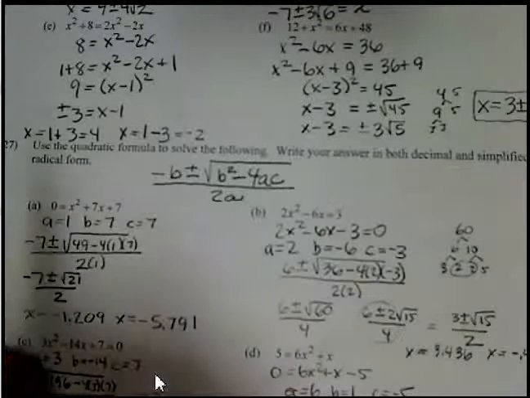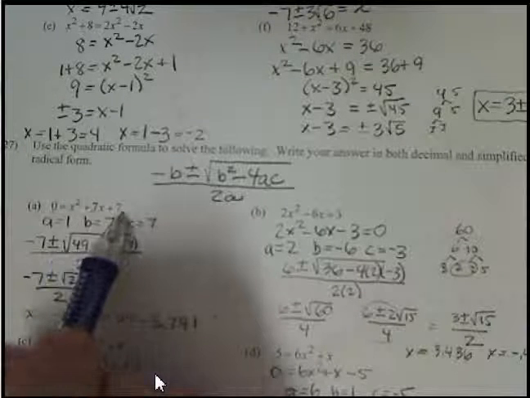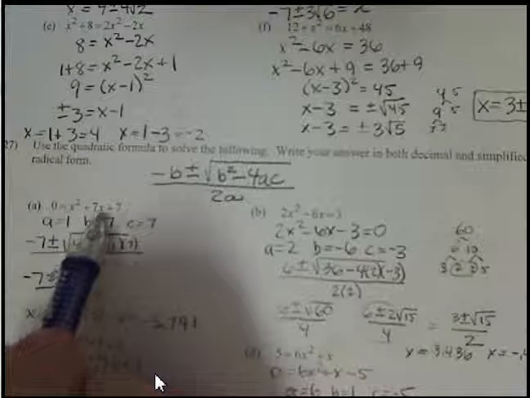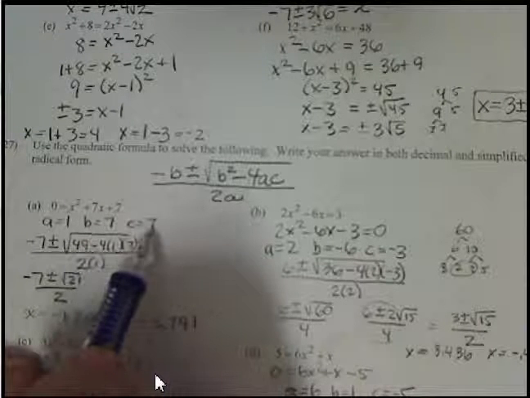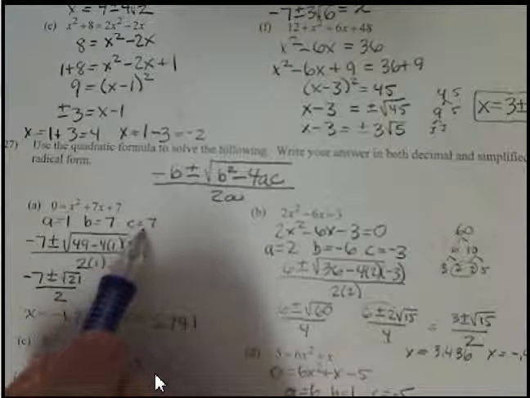To use it, you have to make sure it equals 0. So x squared plus 7x plus 7. The term in front of x squared is my a. Term in front of x is my b. And the individual term is my c. So I've got a equals 1, b equals 7, c equals 7.